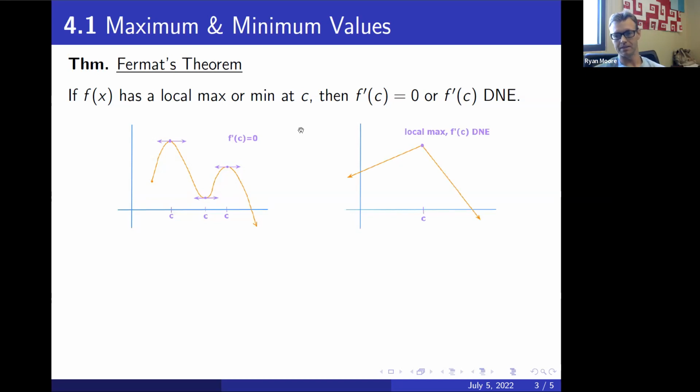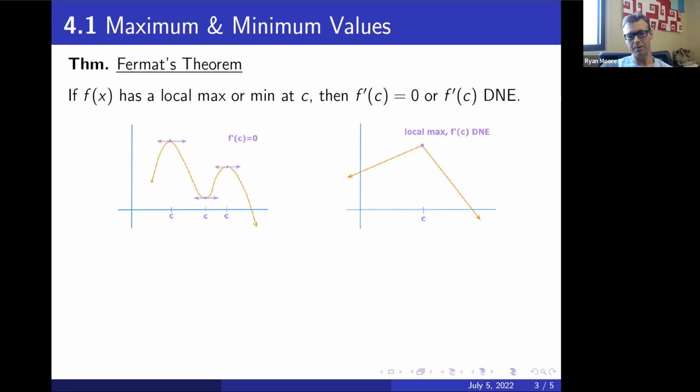So maybe consider this. Maybe there's a cusp happening, right? So right at that point, we can tell, hey, that's definitely a local max. It's the highest point, considering a small neighborhood around that point, clearly. But the derivative won't exist there. So it couldn't equal 0, but it would be DNE. So we have to consider that as a possibility as well.